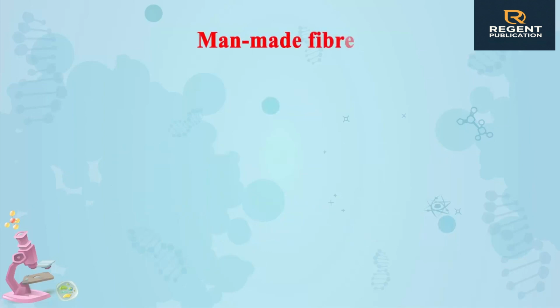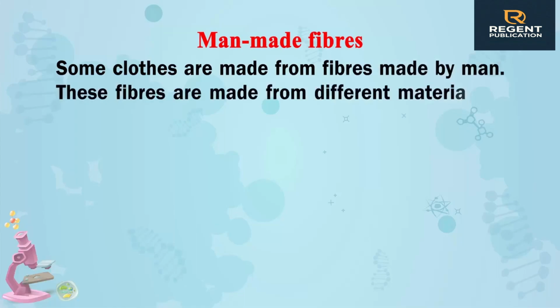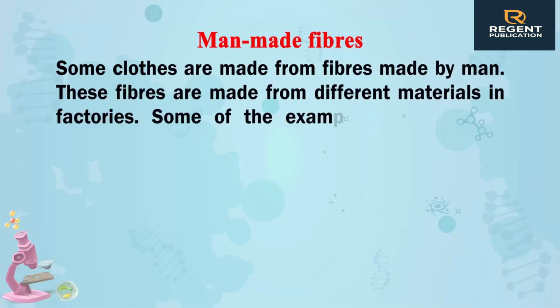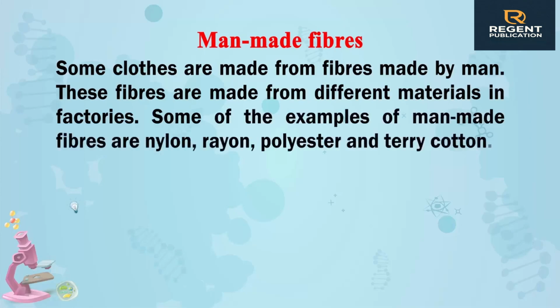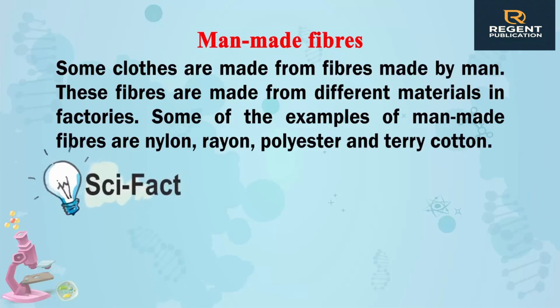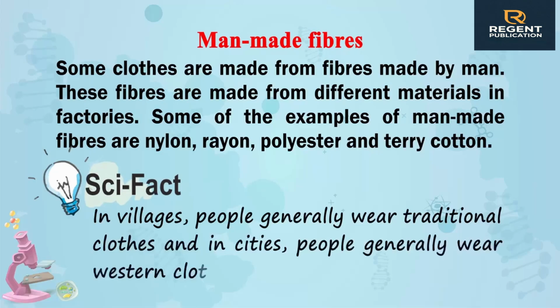Man-made fibers. Some clothes are made from fibers made by man. These fibers are made from different materials in factories. Some examples of man-made fibers are nylon, rayon, polyester, and terracotta. Scientific fact: in villages, people generally wear traditional clothes, and in cities, people generally wear Western clothes.